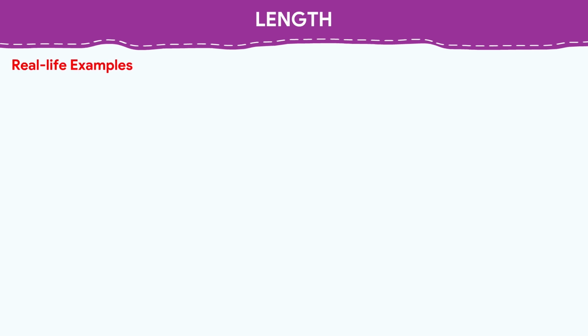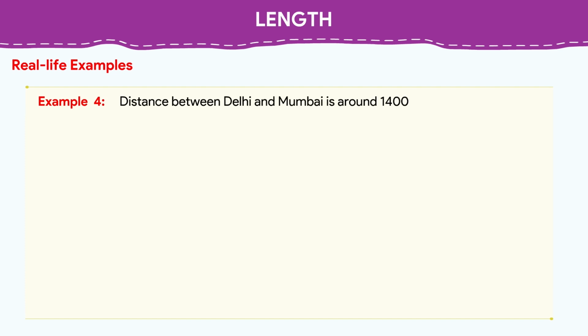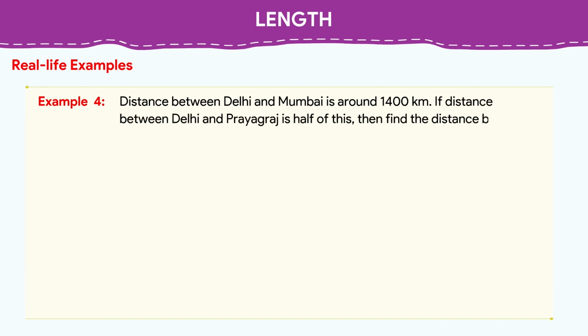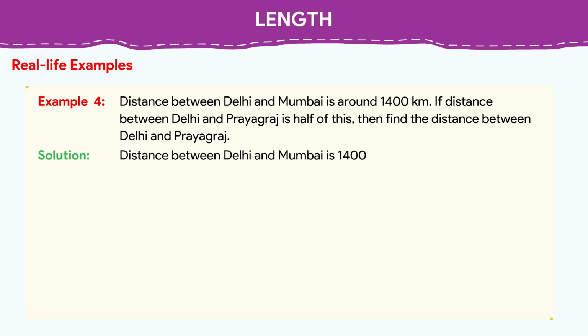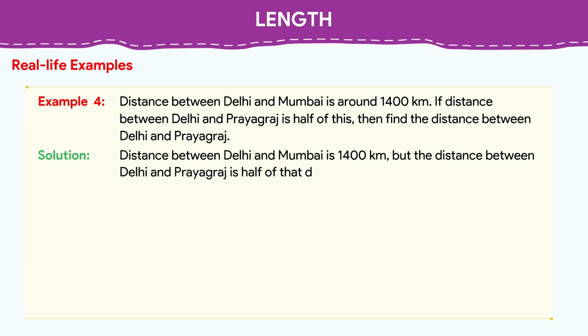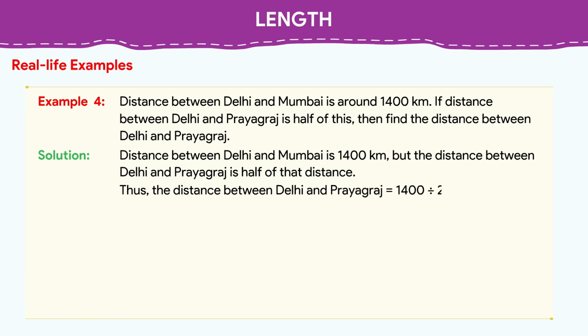Real life examples. Example 4. Distance between Delhi and Mumbai is around 1400 kilometers. If distance between Delhi and Prayagraj is half of this, then find the distance between Delhi and Prayagraj. Solution: distance between Delhi and Mumbai is 1400 kilometers, but the distance between Delhi and Prayagraj is half of that distance. Thus, the distance between Delhi and Prayagraj is equal to 1400 divided by 2 equals 700 km.